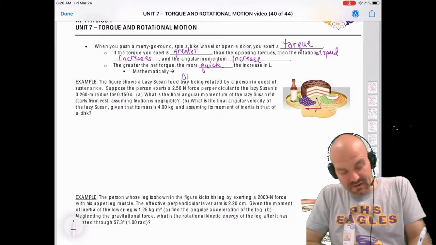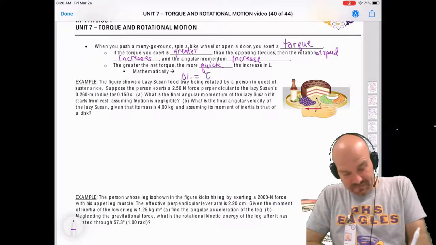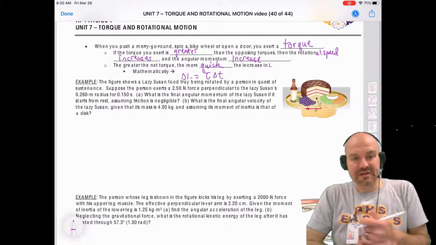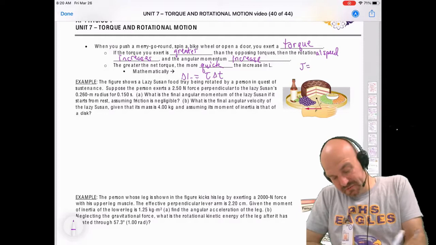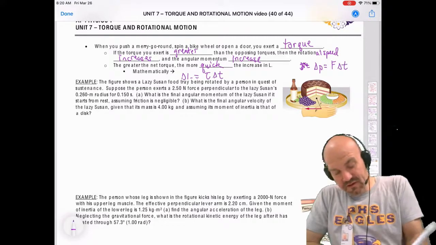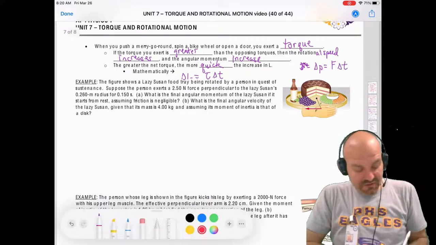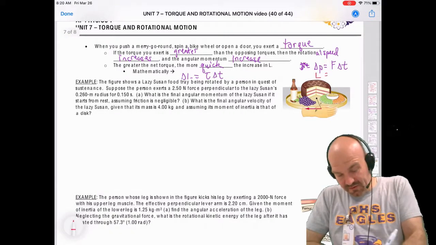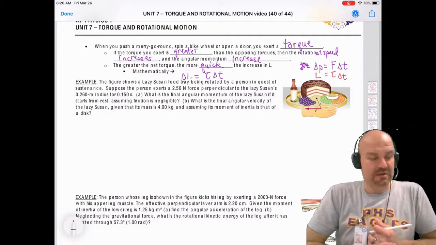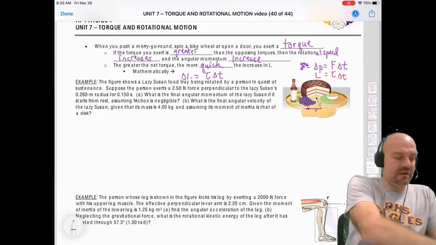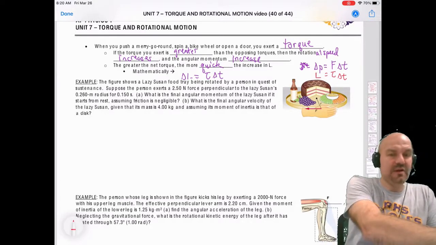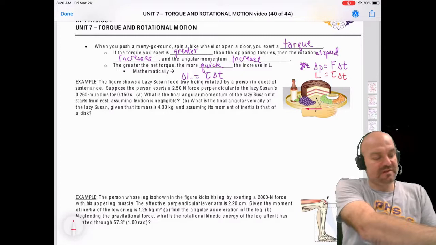So mathematically, you get that rotational equivalence. If you remember the impulse-momentum theorem, we'll call it delta P equals F delta t. Well, the rotational equivalent of P is L. The rotational equivalent of F is torque, tau. And time doesn't care if it's rotating or moving linearly. It just matters that a stopwatch has been started and it's been stopped.